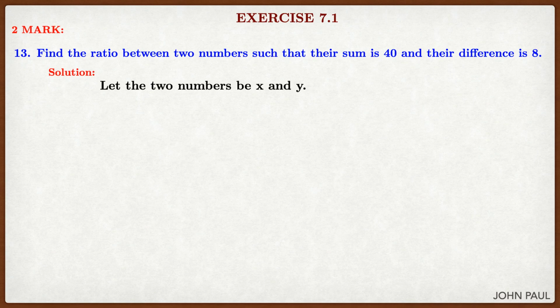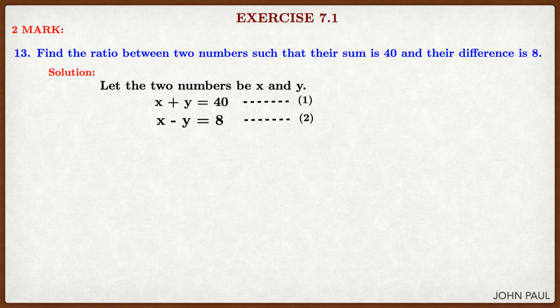Let the two numbers be x and y. In this, they said that we have to take two numbers whose sum is 40. That is, if we add these numbers, x plus y equal to 40. Let us consider this as equation 1. In the question, they have given one more condition, that the difference is 8. Let us take this as equation 2.